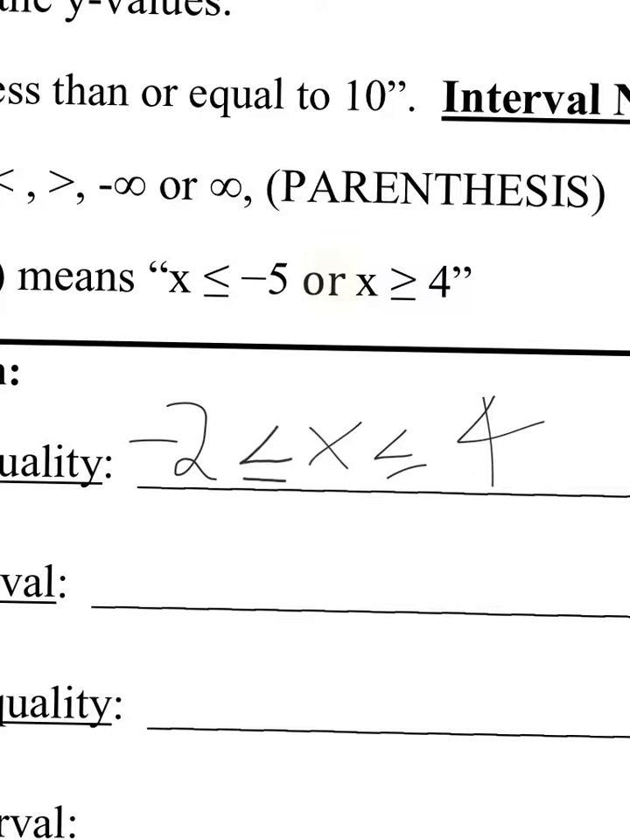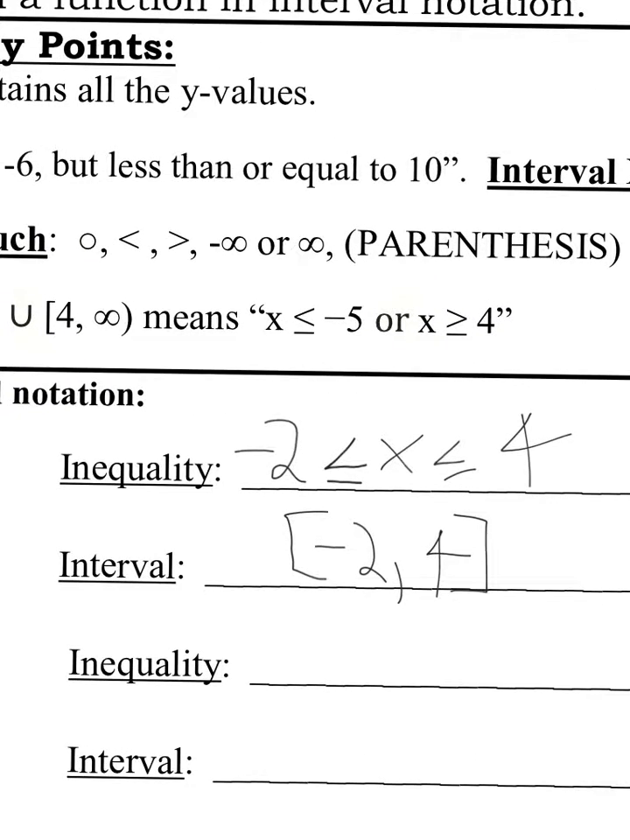So that would be my inequality answer. My interval notation, I'm going to use brackets because you can touch it. And I just put -2, comma, 4. So the bracket thing might be a little confusing because you're used to writing points in parentheses. And so it's all about context here.